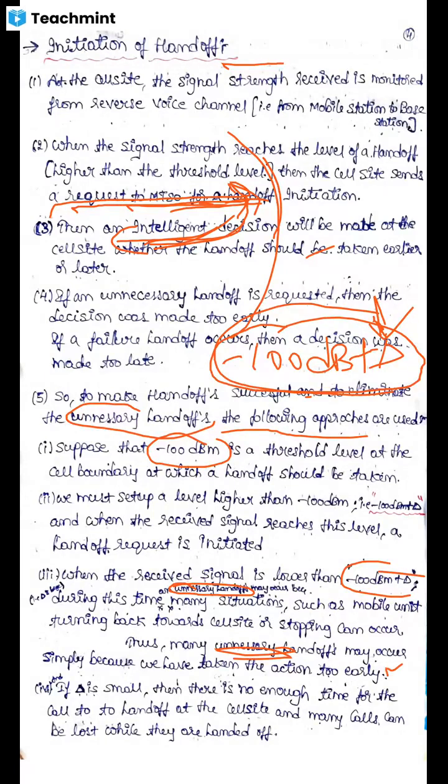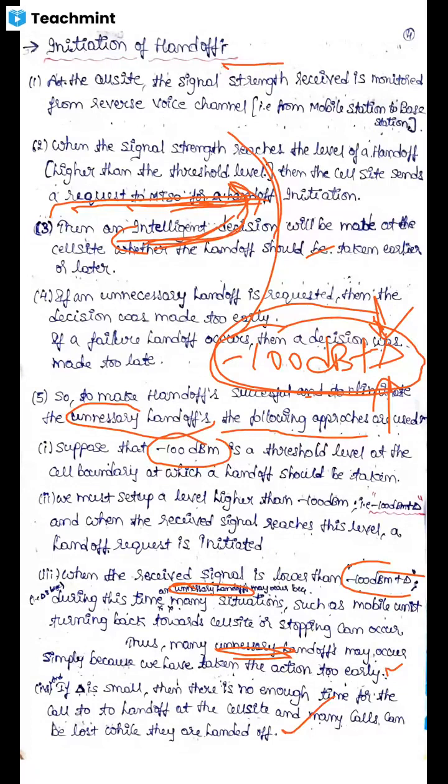Now, if delta is small, now I am taking the delta value small. If delta is small, then there is not enough time for the call to hand off at the cell site, and many calls can be lost while they are handed off. It means it leads to a late decision. It means the decision was too late, and it leads to failure handoff.